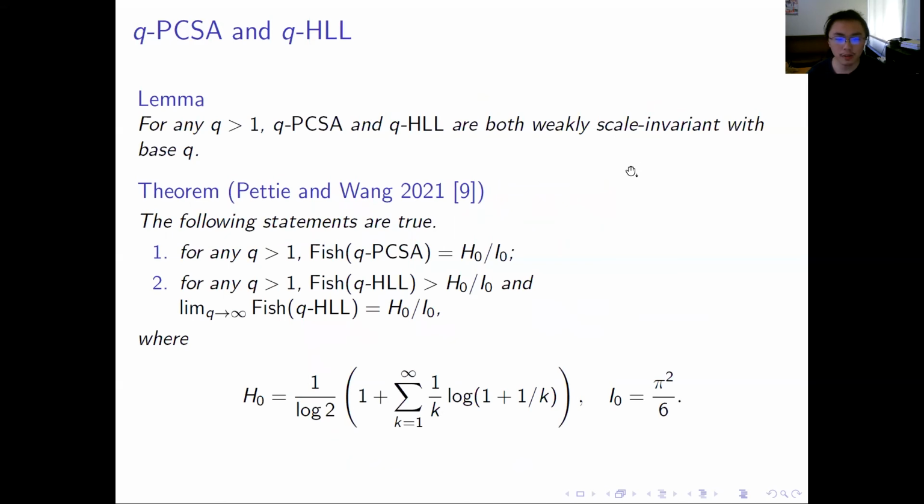Similarly, we can do the same calculation for HyperLogLog. It turns out that for all bases, the Fish number of Q HyperLogLog is greater than the Fish number of PCSA. But at the same time, if you increase Q to infinity, then the Fish number of the Q generalized HyperLogLog will tend to H0 over I0. So in terms of the Fish number, PCSA is in fact better than HyperLogLog.